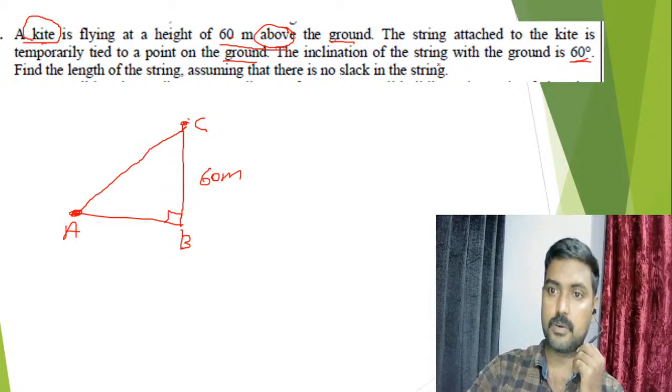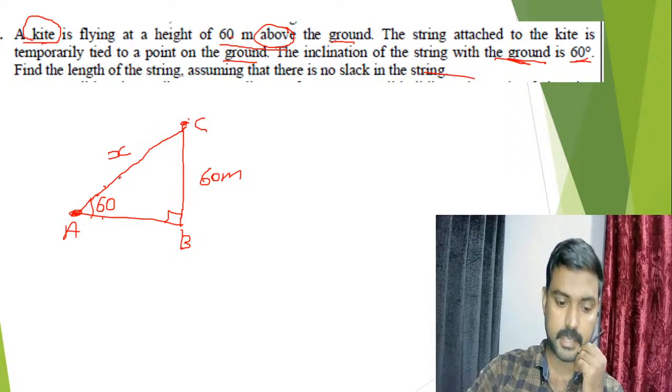The inclination of the string. What is the string? AC is the string we use to tie to the kite, and which is making an angle with the ground. Ground level is AB. So these two lines are making an angle, given as 60 degree. Find the length of the string. We can assume that X. AC is X.